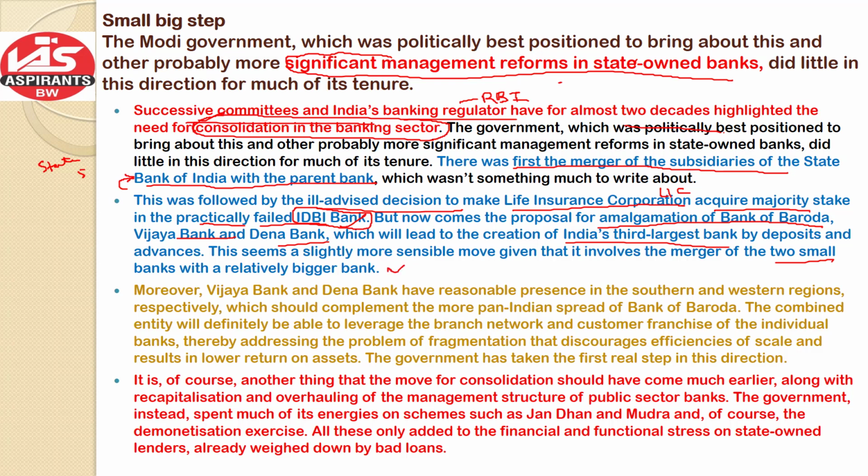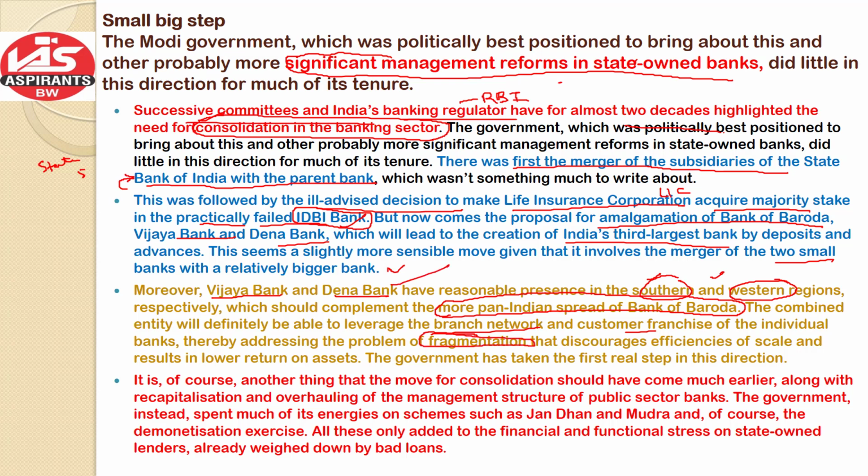So what will be the advantages of this amalgamation? So the author says the thing is that this Vijaya Bank and Dena Bank, they have reasonable presence in the southern and the western regions, okay? And if penetration there increases, so that will ensure or complement more pan-India presence or more pan-India spread of the Bank of Baroda, because Vijaya Bank and Dena Bank, they have reasonable presence in the southern and the western regions. And definitely the combined entity will be able to leverage the branch network, to effectively use the branch network, and thereby the problem of fragmentation will be addressed.